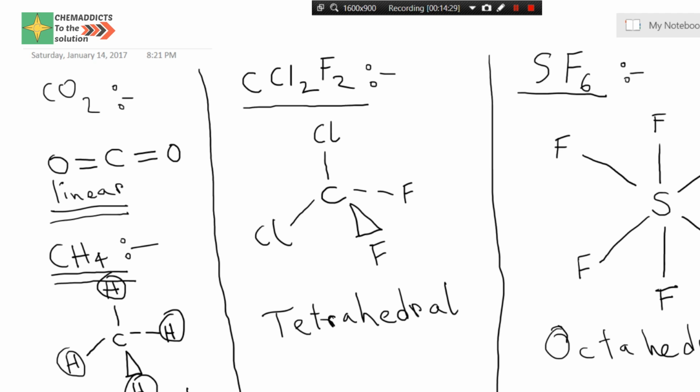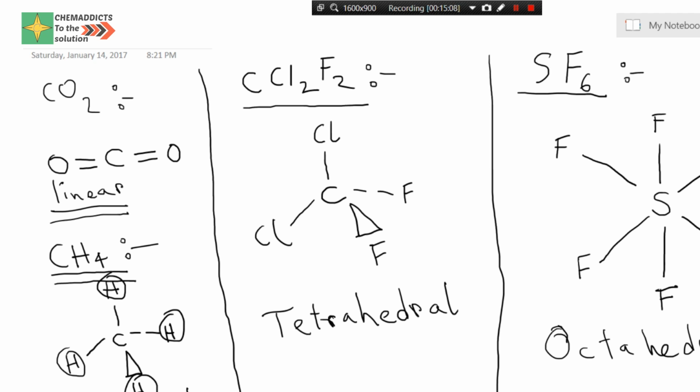Now let's go to the question. The question says which of these molecules is polar. In order to find whether the molecule is polar or not, we're going to look at the net dipole moment of the molecules. So let's study the net dipole moment of the molecule.